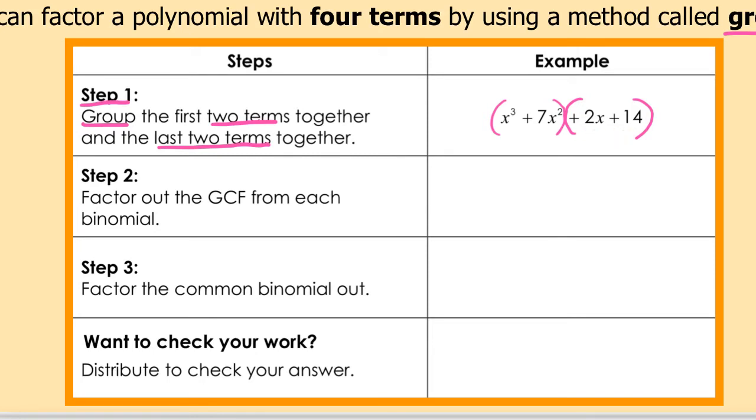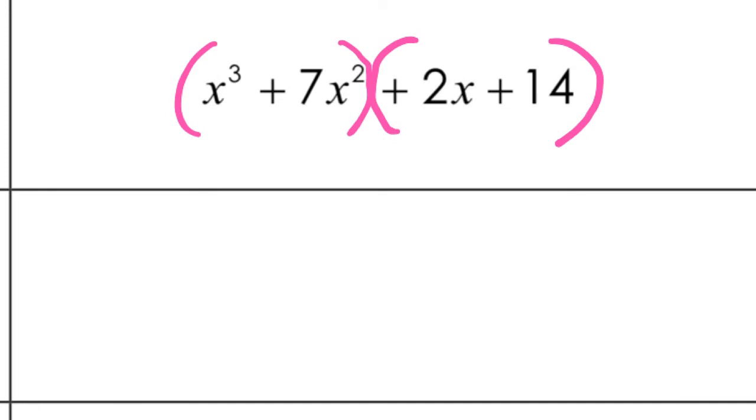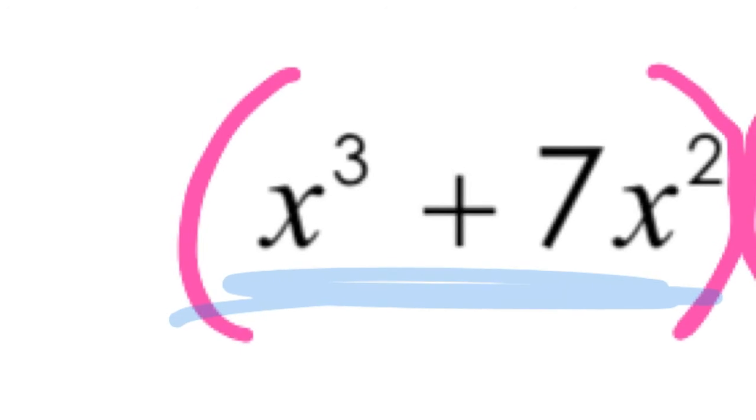Then what you're going to do is basically treat each group separately. You're going to factor out the GCF from each of those binomials that you just created. I'm going to zoom in here so you can see what I'm talking about. Let's take a look at just this first binomial for a second, so ignore the rest of that. What would be the GCF of those 2 terms? Let's think about that.